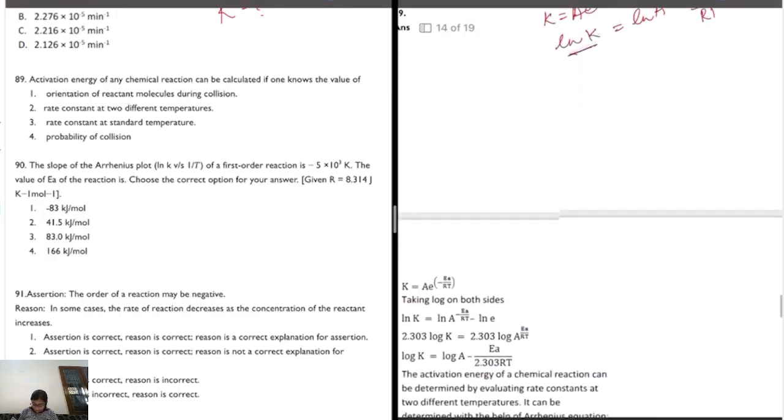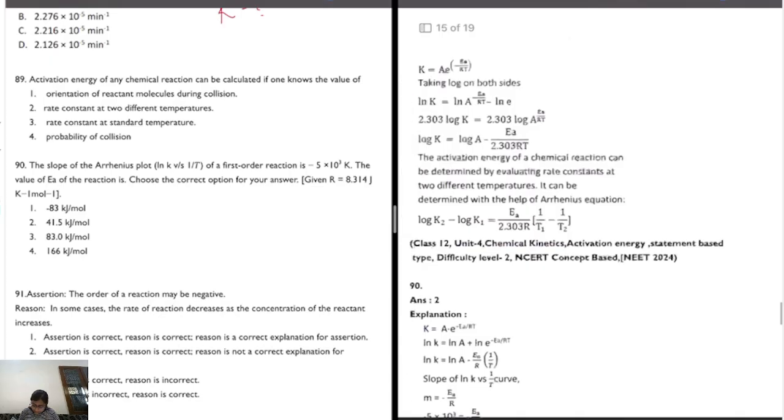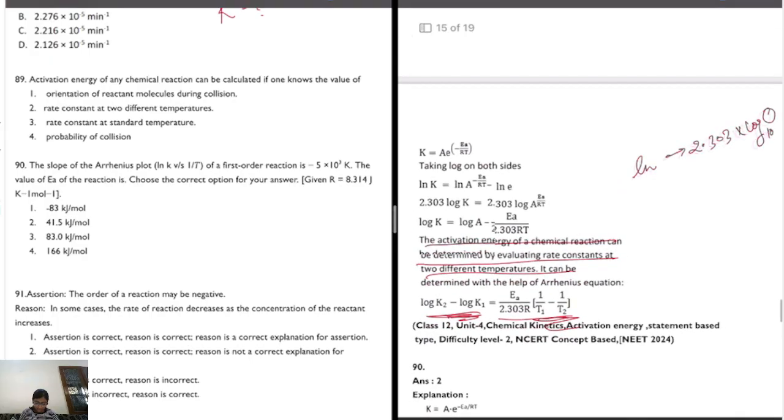Like it is given here, the activation energy of a chemical reaction can be calculated from the rate constant at two different temperatures, as I mentioned. So therefore, we take it as log k2 by k1 equals Ea upon 2.303 R, 1 upon T1 minus 1 upon T2. How to convert ln to log to the base 10? We multiply it by a factor of 2.303. Here the value will be there. So what is required? At different temperatures, different rate constants are required. Therefore, the answer would be B.